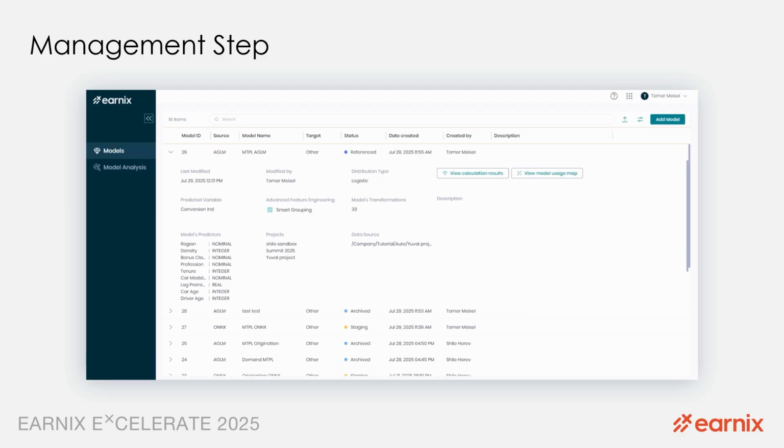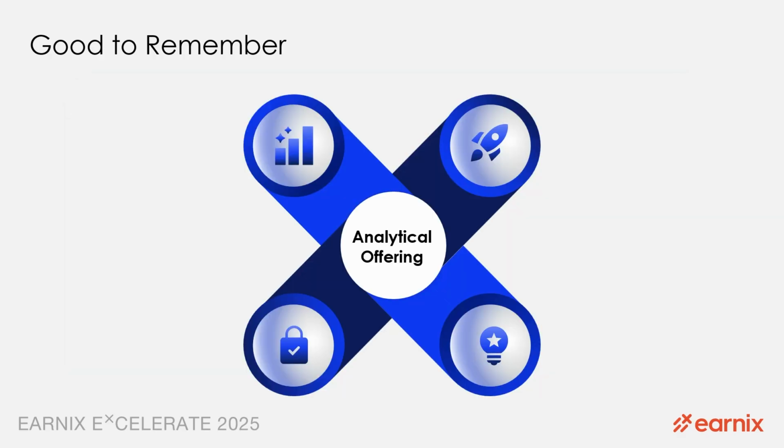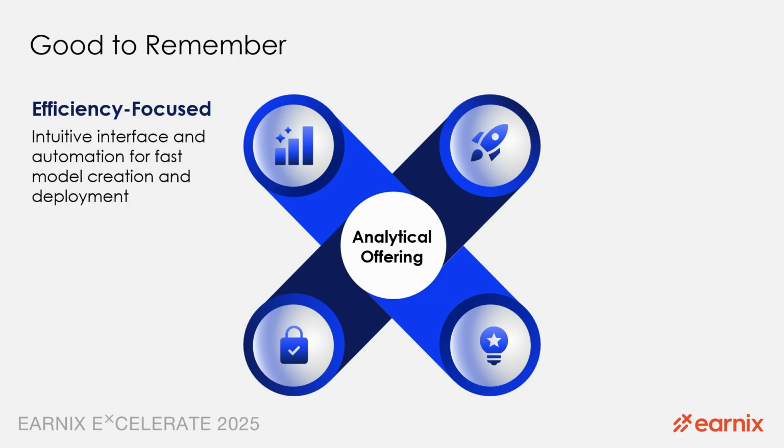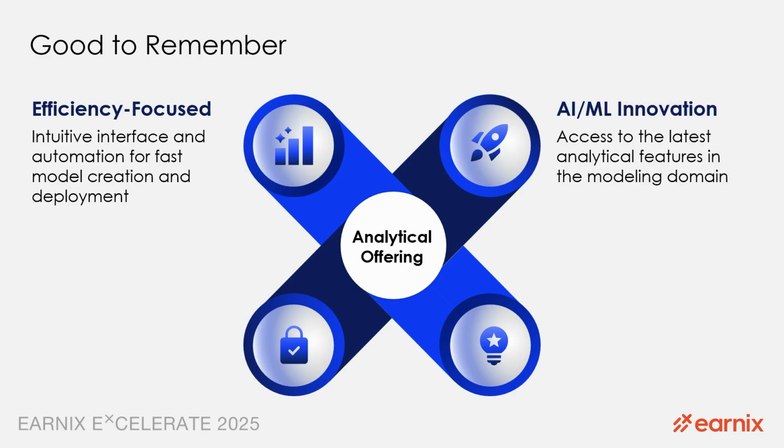Good time to summarize. All right, so let's summarize. We saw lots of new important things. First of all, efficiency focus. As you saw, a new interface, lots of new capabilities. We are efficiency focused, which allows you to be more agile, with the ability to create models faster, check them, and deploy them. Second, lots of innovation in the areas of AI and machine learning, advanced analytics, to help you extract insights more easily and more efficiently.